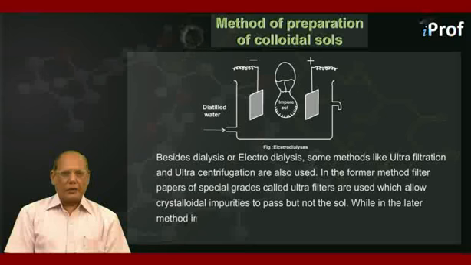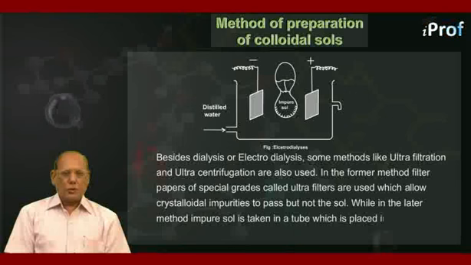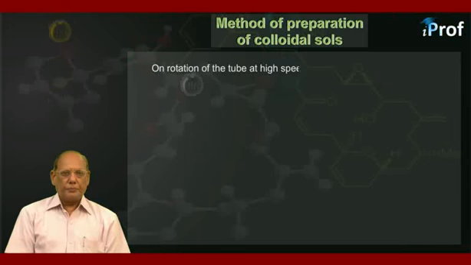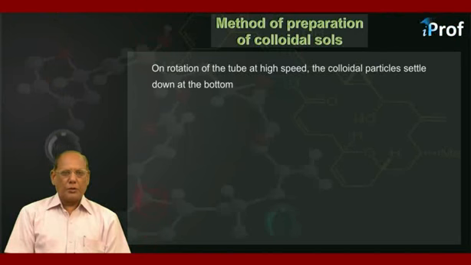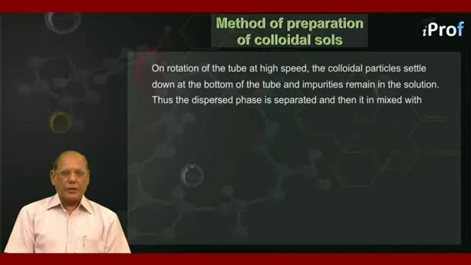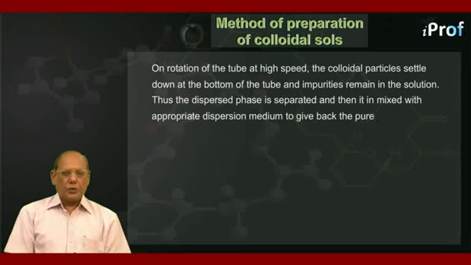While in the latter method, impure sol is taken in a tube which is placed in an ultracentrifuge on the rotation of the tube at high speed. The colloidal particles settle down at the bottom of the tube and impurities remain in the solution. Thus the dispersed phase is separated and then it is mixed with appropriate dispersion medium to give back the pure colloidal solution.